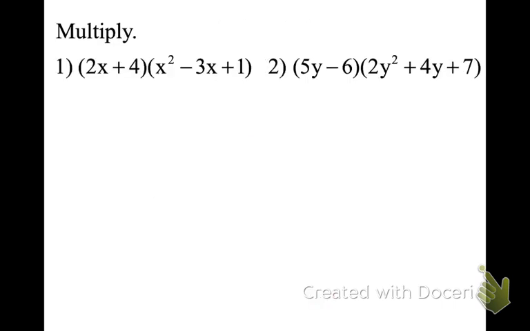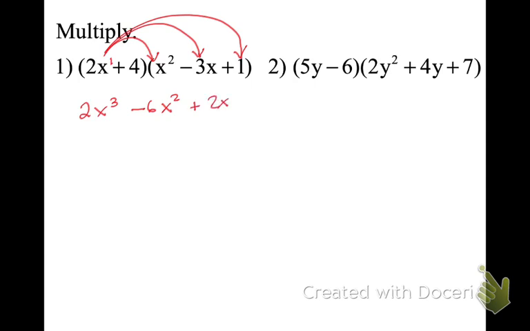All right, so let's try it. I'm going to do one more. I'm going to model it for you. Okay, I'm going to start with 2x. 2x times x squared. Remember, we multiply the coefficients, we add the exponents. So that would be 2x to the third. And then here, 2x times negative 3x. 2 times negative 3 is negative 6. And I have x to the second. Last but not least, 2x times 1 is plus 2x.